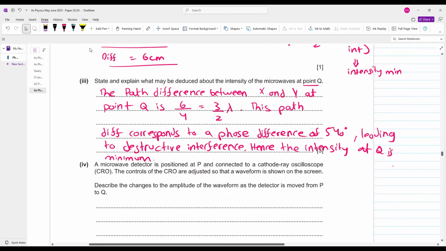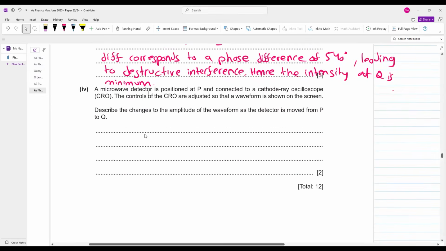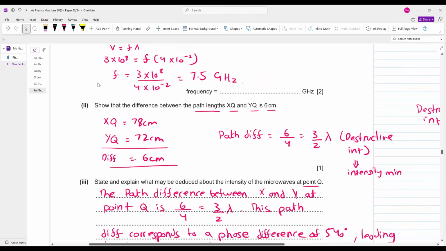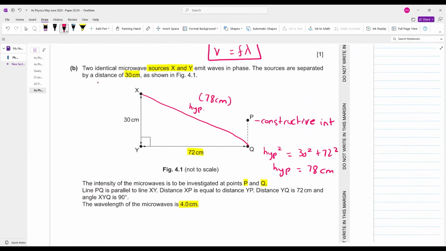A microwave detector is positioned at P and connected to a cathode ray oscilloscope, CRO. The controls of the CRO are adjusted so that the waveform is shown on the screen. Describe the changes to the amplitude of the waveform as the detector is moved from P to Q. अच्छा जी, जैसे ही डिटेक्टर को हम P से Q पे ले जा रहे हैं, what are the changes to the waveform? बेटा P पे क्या हो रही है? Constructive interference. You have an intensity maximum. That means the amplitude here will be maximum as well. Q पे क्या हो रही है?